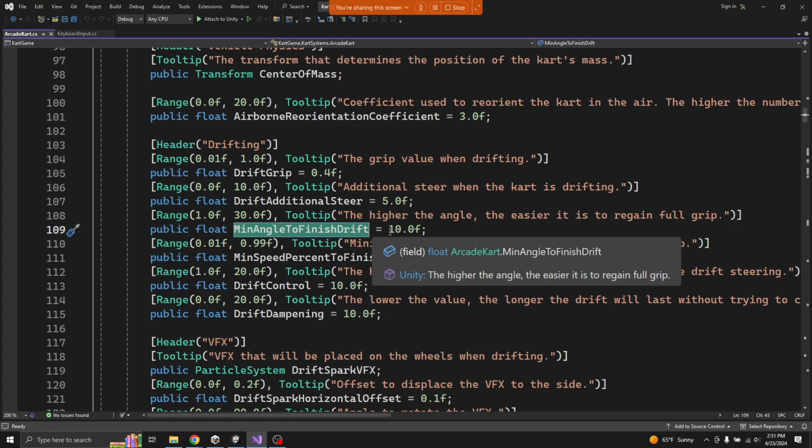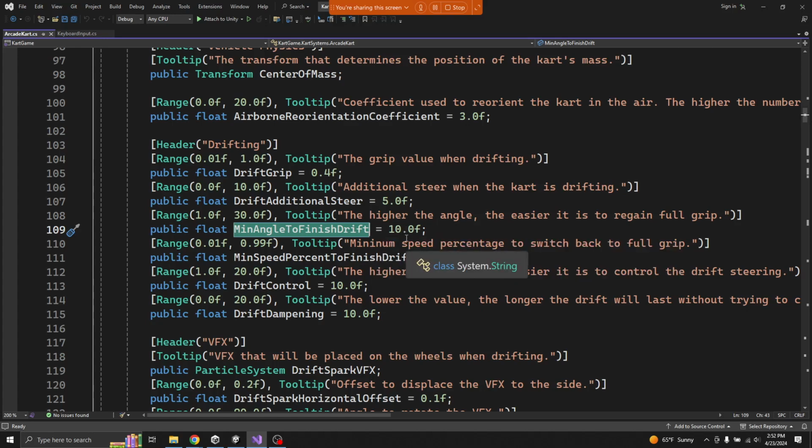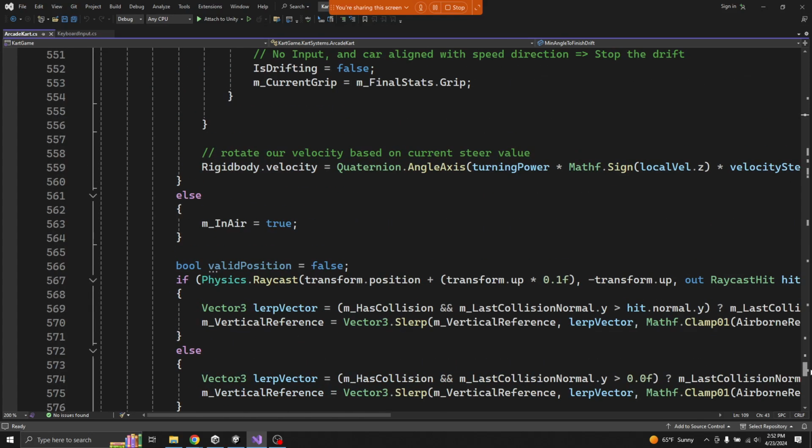So if this was 20, the easier it is to regain full grip. So if it's at 20 degrees, it means we have to be at 20 degrees to finish our drift, or 30. All right. So I'm guessing that there's the angle difference between your thrust, your velocity forward, and the angle to where you're currently pointing. Remember, your transform dot forward. So if you're angled differently than the way your velocity is, this will aid in going into a drift.